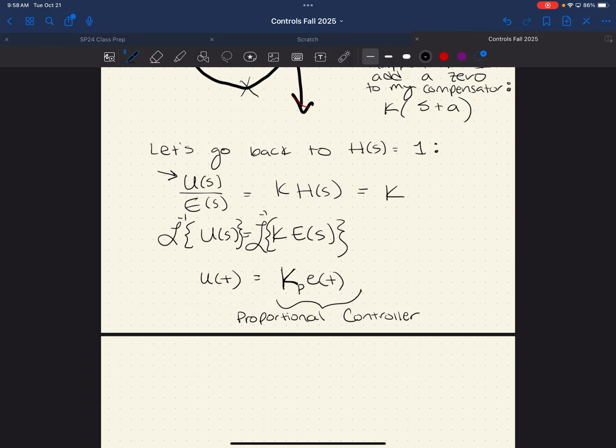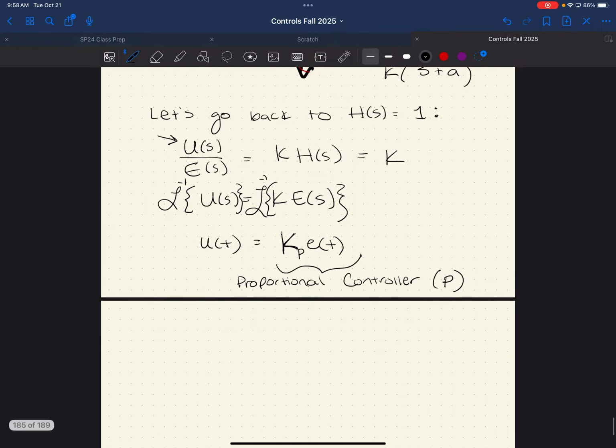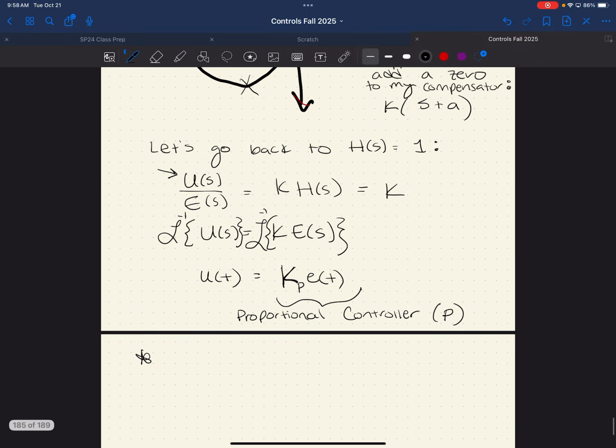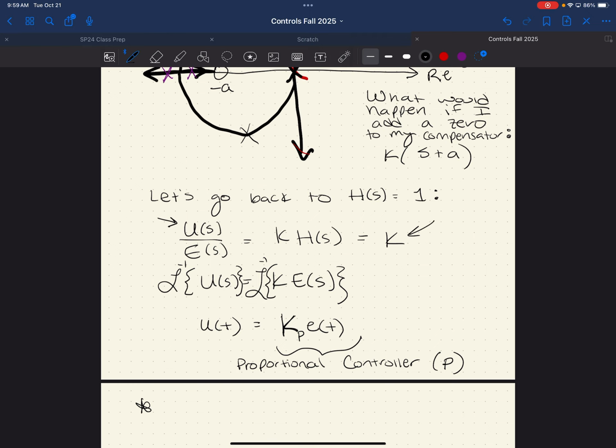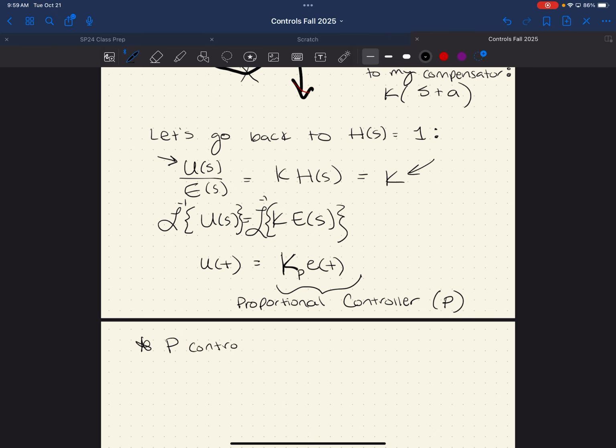Why do I say it's proportional? Because the error is multiplied times the proportional term. Yes, so our control input is just some number times our error signal. So our controller is always proportional to the error. We will refer to this as our P controller. Okay, so let's think back. When I developed this P controller, I put a K value in my compensator box. Did I add any poles or zeros to the system? No, I just multiplied by a K value. So a P controller adds neither poles nor zeros to the system.